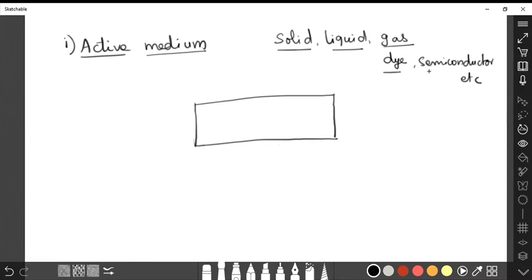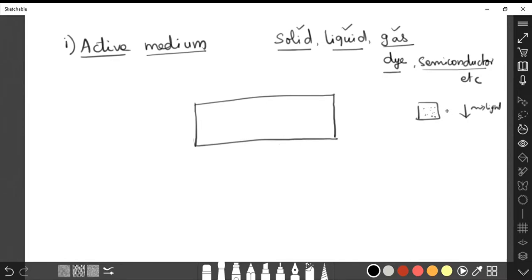So basically what is the meaning of that? The medium should contain atoms, because the electron transition in the atom is what produces the light. To produce the light we need the atom. Where will atoms be available? In solid it is closely packed, in liquid it is loosely packed, in gas very loosely packed. Like that we can differentiate. So the medium is the one in which atomic transition takes place to produce the laser.